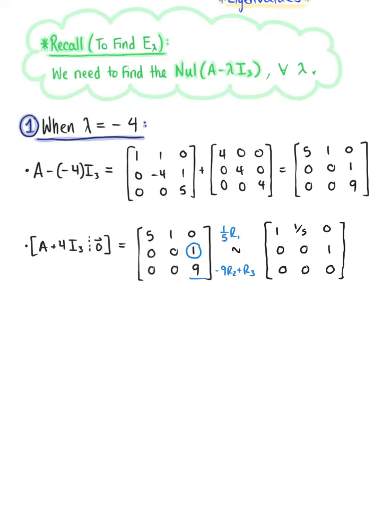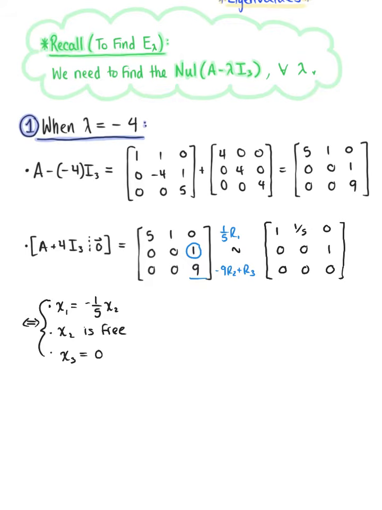So we have attained that reduced row echelon form, and we can see this is equivalent to saying that x sub 1 is equal to minus 1/5 times x sub 2. We can see that x sub 2 is a free variable here. And we can also see that x sub 3 is equal to 0.